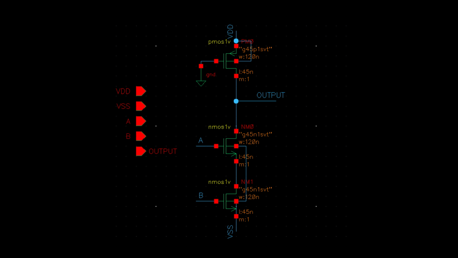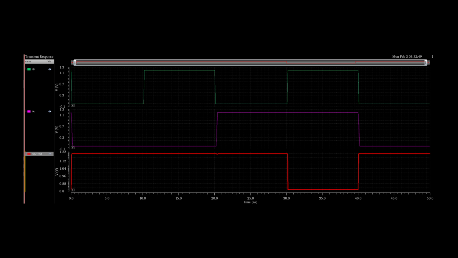This is a schematic diagram of a two-input pseudo NMOS NAND gate. This is the output of the two-input pseudo NMOS NAND gate.